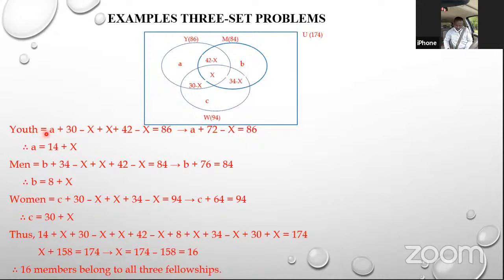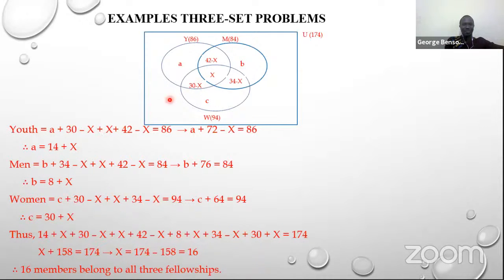Good. So you can see that youth is equal to A plus this one, that's 30 minus X, plus this one X, then plus this 42 minus X. Then it should be equal to what? 86. Is that okay? And like in the first case, we have 30 and 42 here. So we add the two values. 30 plus 42 give us 72. That's why you can see 72 here. Then this X and this X will cancel out because this is negative, this is positive. So we'll be left with this X. That's why it implies that I have A plus 72 minus X is equal to 86.